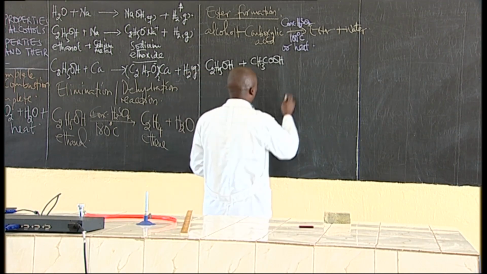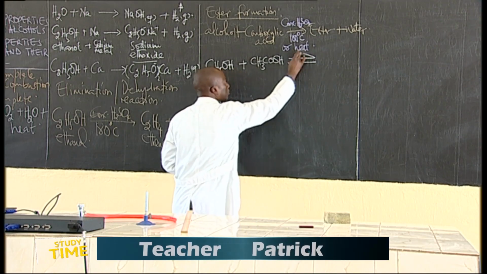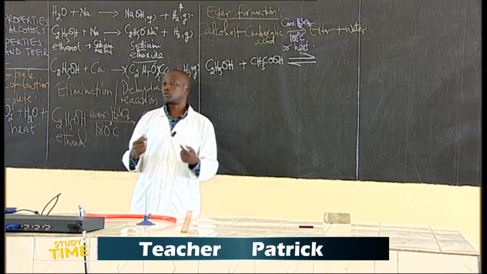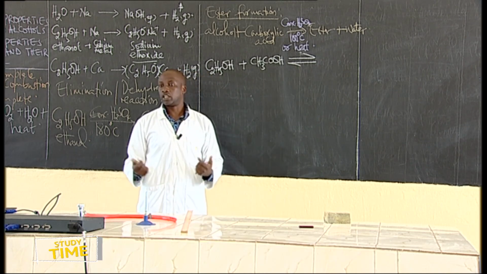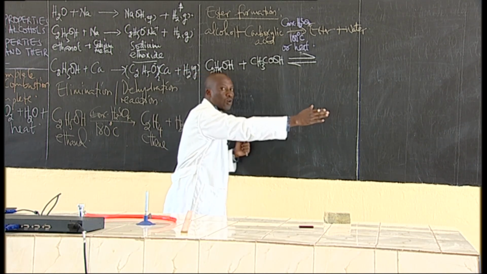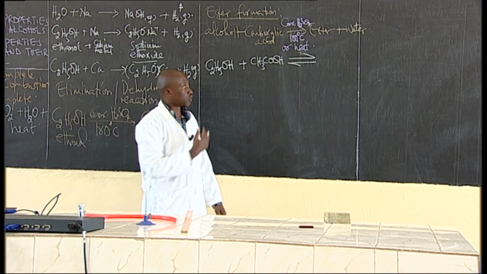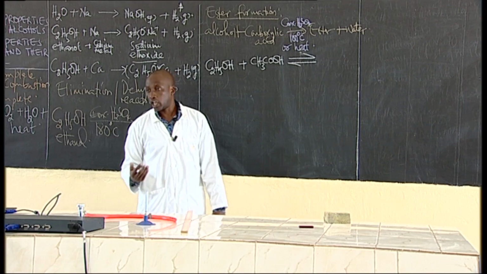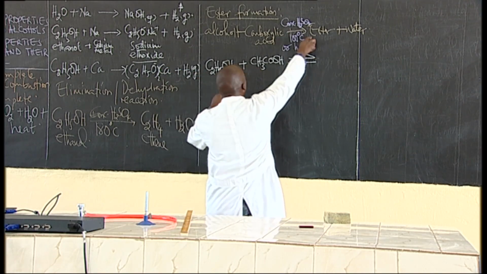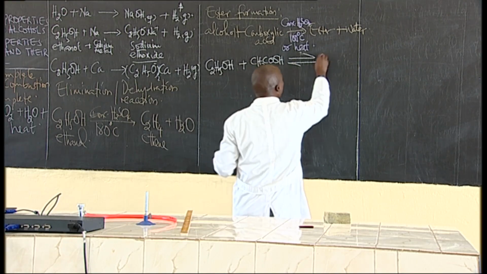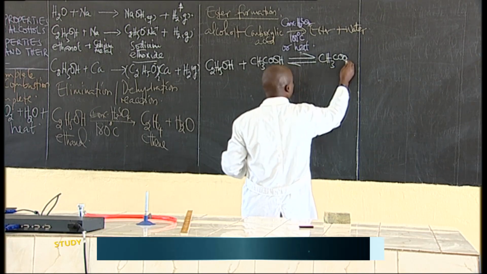So this reaction is a reversible reaction. So when I put those arrows, I think you should always remember that this indicates the reversibility of the reaction. The reaction can go forward and can go backward at the same time. So this is a reversible reaction, and it will be in equilibrium. So it will form an ester. So this is the type of the ester that will be formed.